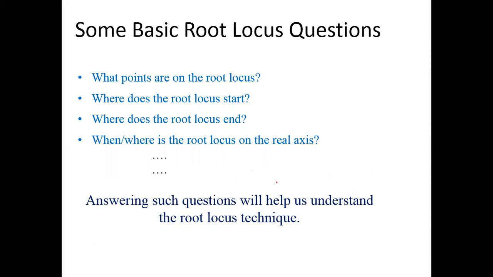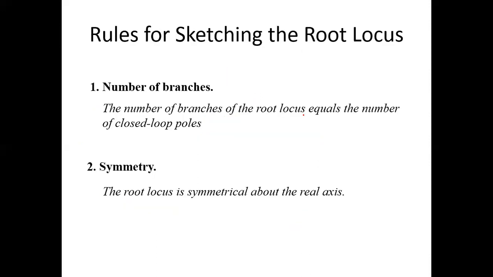So let's discuss. The root locus will start from the finite poles and it will end at finite zeros. It is symmetrical about the real axis. And what points are on the root locus? The root locus lies to the left of an odd number of finite poles and finite zeros. So let's discuss the properties of root locus, or rules for sketching the root locus.